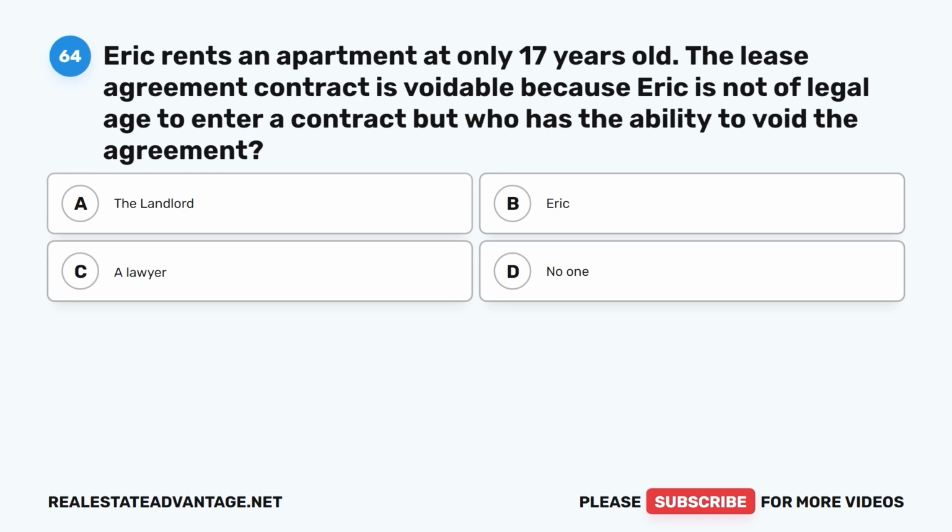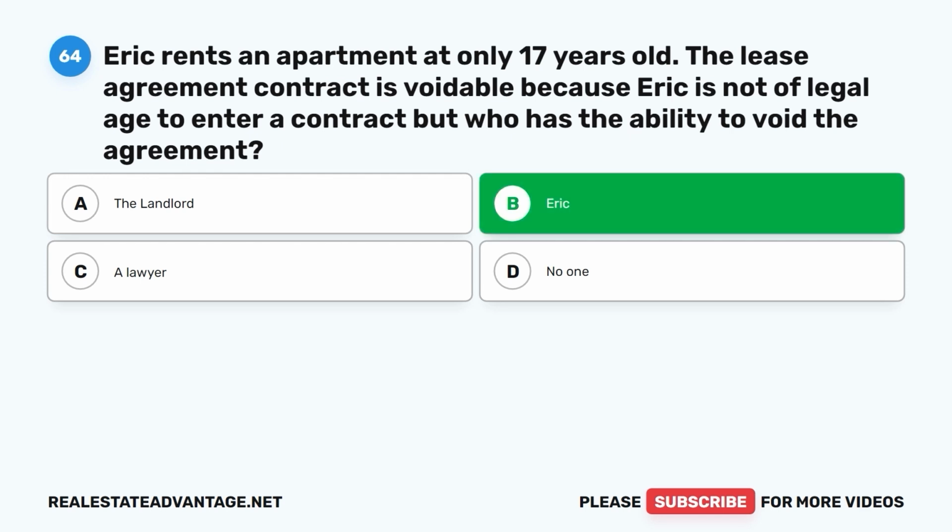Question 64. Eric rents an apartment at only 17 years old. The lease agreement contract is voidable because Eric is not of legal age to enter a contract, but who has the ability to void the agreement? A. The landlord, B. Eric, C. A lawyer, D. No one. The correct answer is B. Eric.